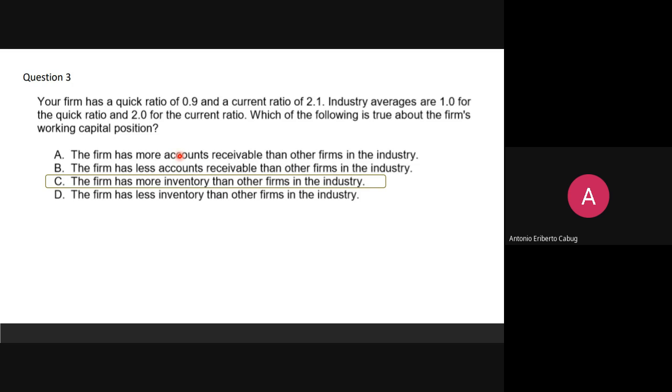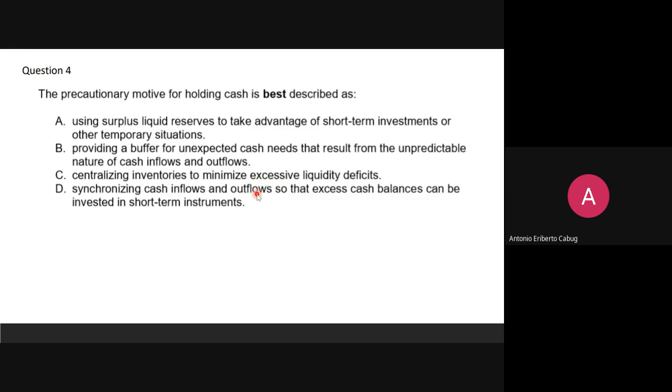Okay, iba-iba yung mga sagot natin, no? May mga tumama naman, no? The correct answer is letter C. Okay? 2.1 minus 0.9 is 1.2. 2 minus 1 is only 1. So this firm here has more inventory than other firms in the industry as a ratio to the current liabilities. How about question number 4? Question number 4. This pertains to the motives for holding cash. Enter your answers, please.